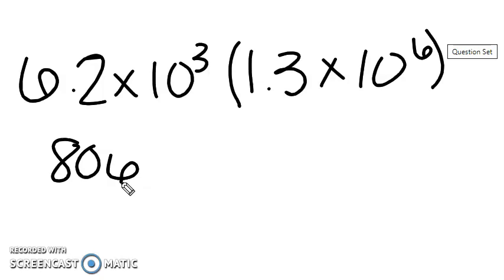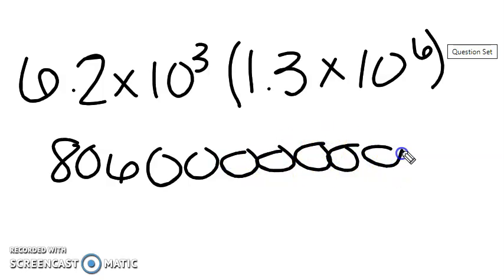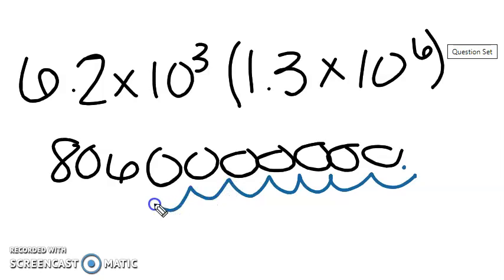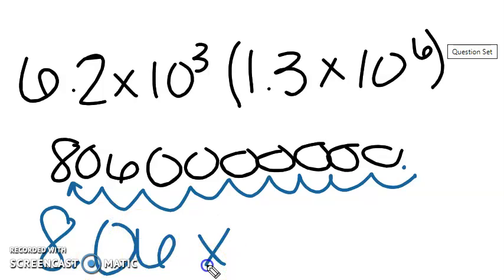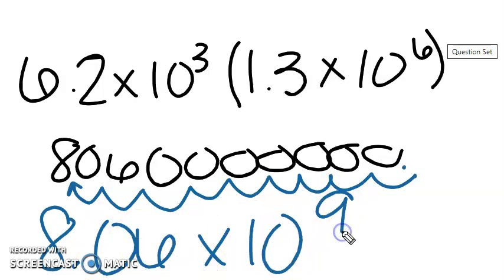Let's see. 1, 2, 3, 4, 5, 6, 7 with 7 zeros. 1, 2, 3, 4. Now I am going to put this in scientific notation just for the fun of it. So 1, 2, 3, 4, 5, 6, 7, 8, 9. So my answer in scientific notation is 8.06 times 10 to the 9th. Remember, it's going to be a positive exponent because, again, this was written out as a really large number.